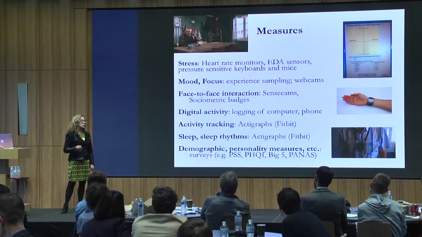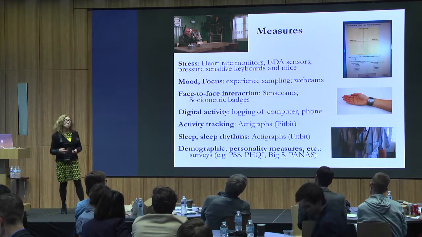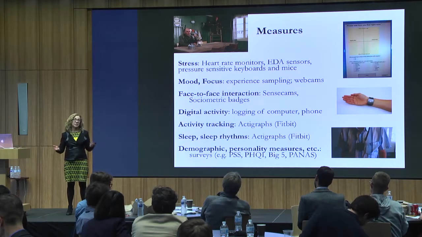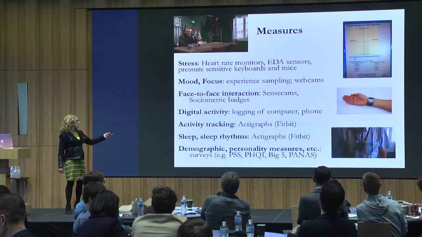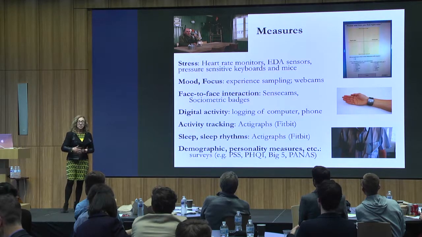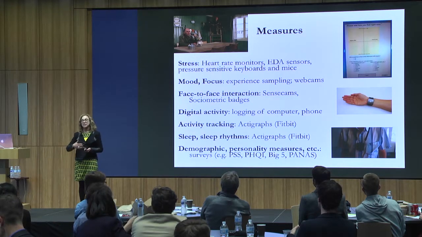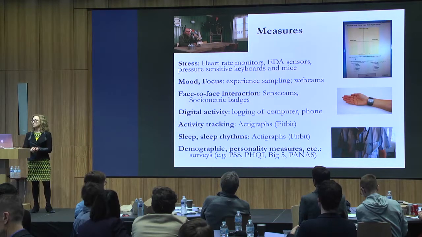We log people's computer and phone activity. We've used actigraphs. These are like Fitbits to measure steps and sleep. And then we use a range of demographic and personality measures which act as ground truth. So these are personality surveys and surveys to measure stress and depression.